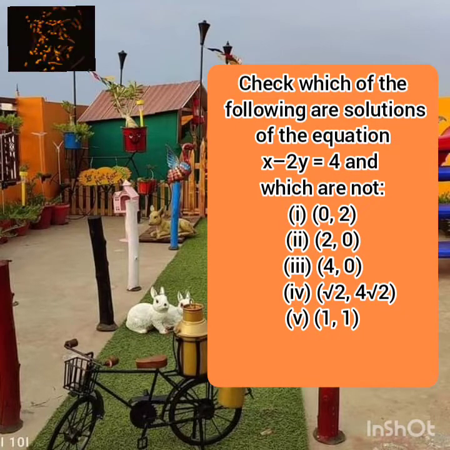Student, here question number 3 is on your screen. Check which of the following are solutions of the equation x minus 2y equal to 4 and which are not. For that we are given 5 different values. They are (0, 2), (2, 0), (4, 0), (root 2, 4 root 2), and (1, 1). Let's try to substitute these values in the given equation.